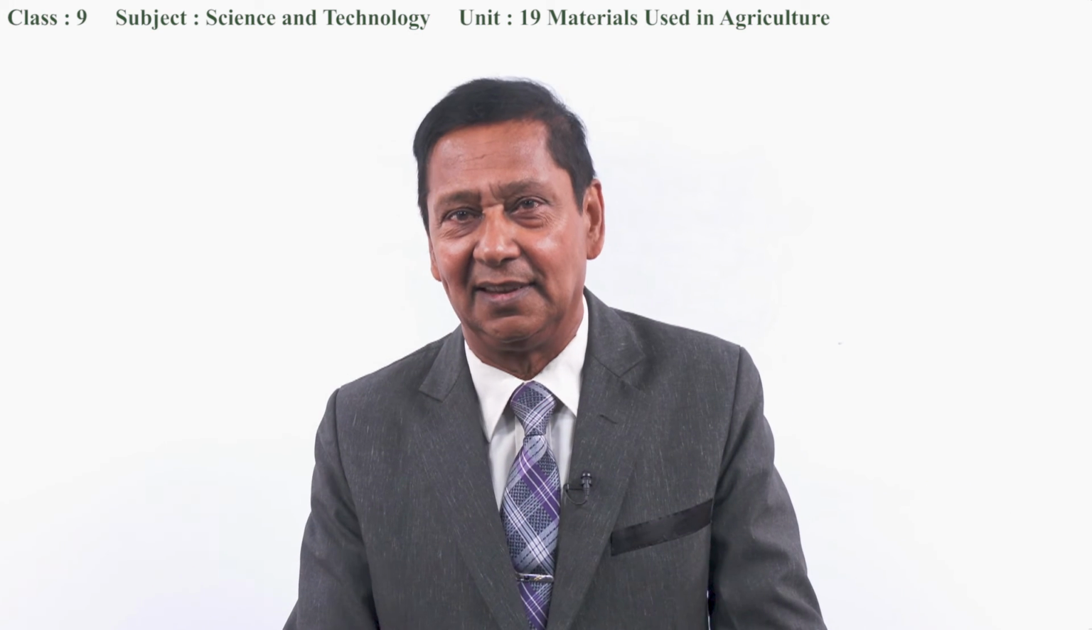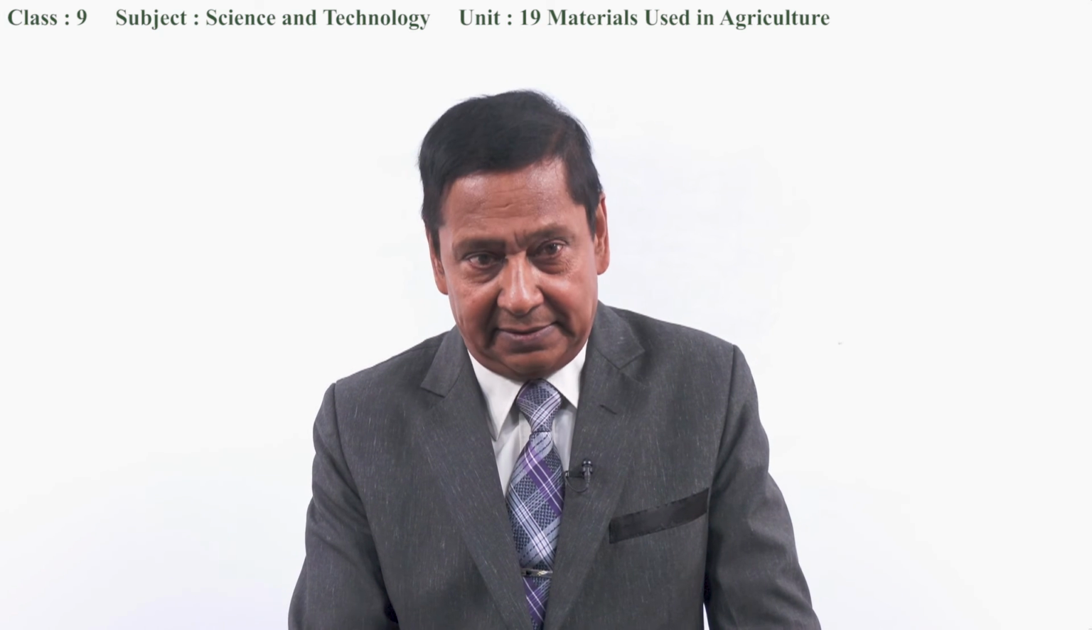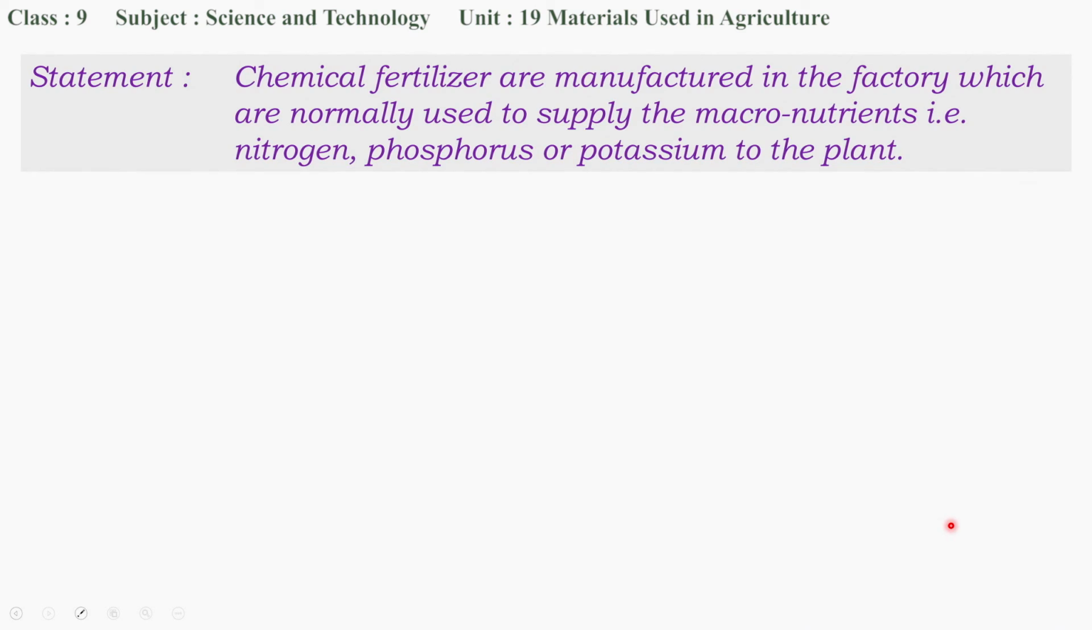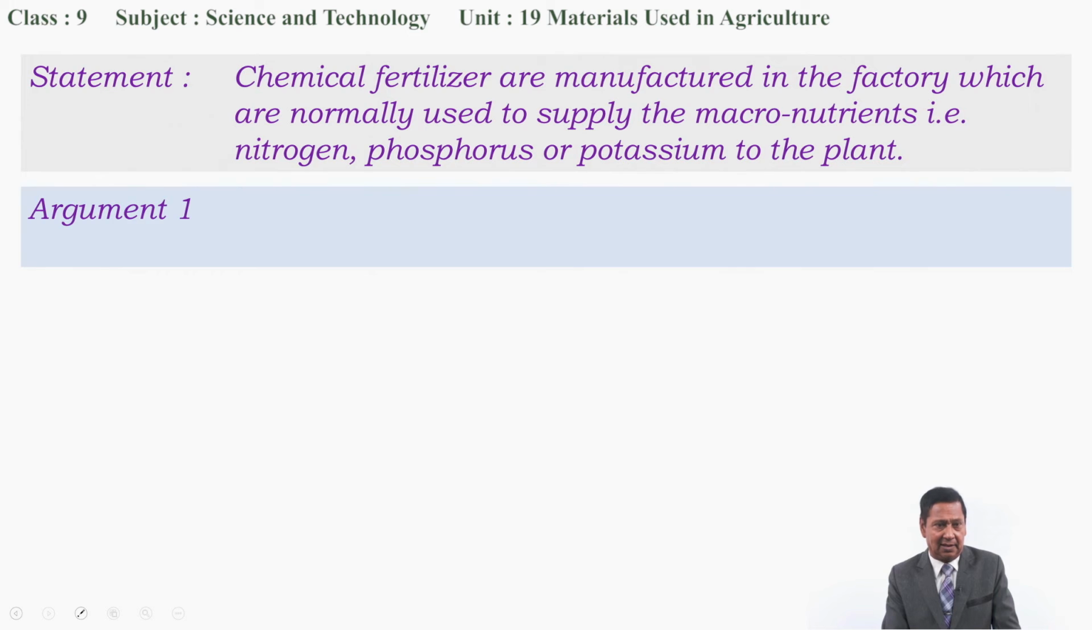After all this, now it's time to evaluate ourselves with the help of certain questions. I want to put some questions. Look at this question. There is a statement in this question. Chemical fertilizers are manufactured in the factory, which are normally used to supply the macronutrients, that is nitrogen, phosphorus or potassium to the plant. Is this correct? And let's take it.